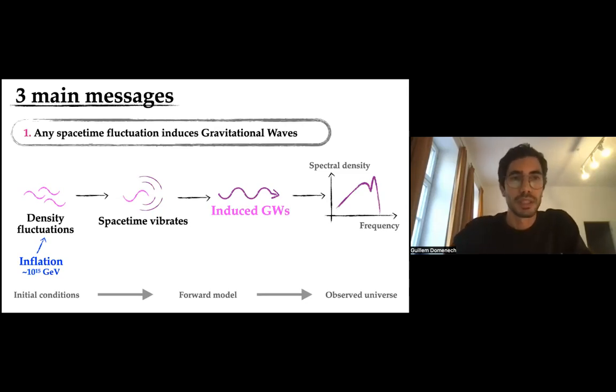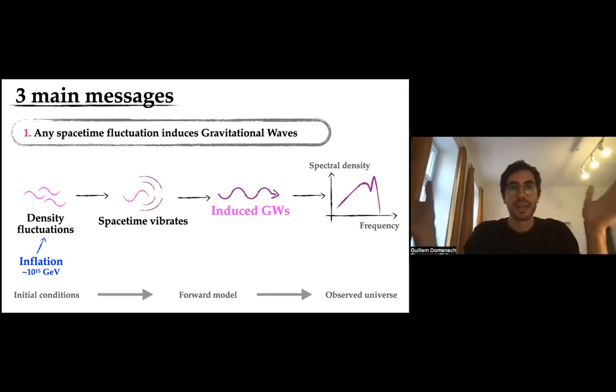So what are these three messages? The first one is that any space-time fluctuation induces gravitational waves. This means any fluctuation you have in your universe will have some gravitational wave counterpart.